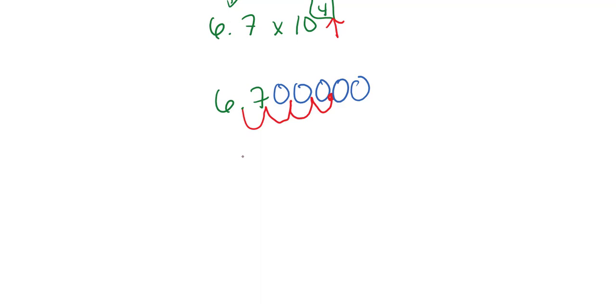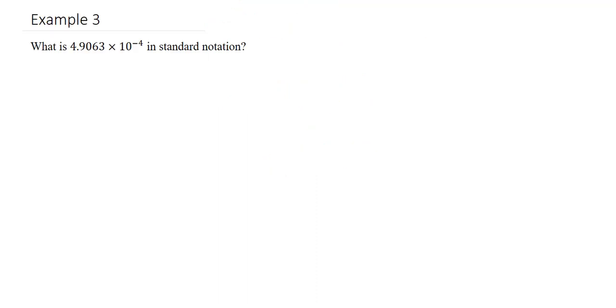So if we were to rewrite this, we have 3 zeros after the 6 and the 7. And then we can put the decimal there, and then have a 0 after even. But this is what our number is in standard notation. So let's do the final example. Example 3. What is 4.9063 times 10 to the negative fourth in standard notation?